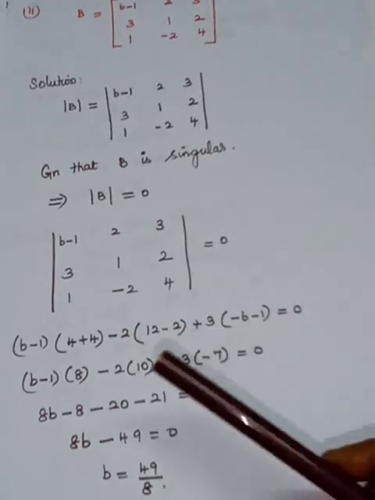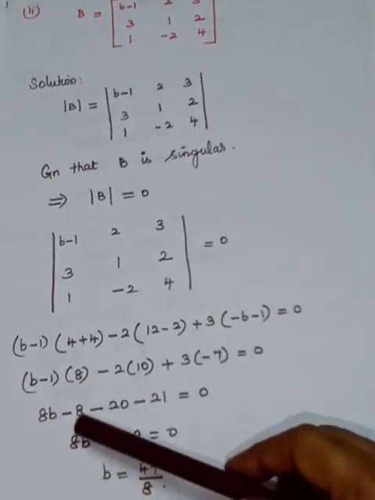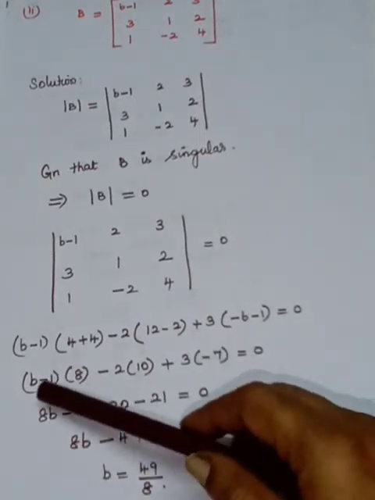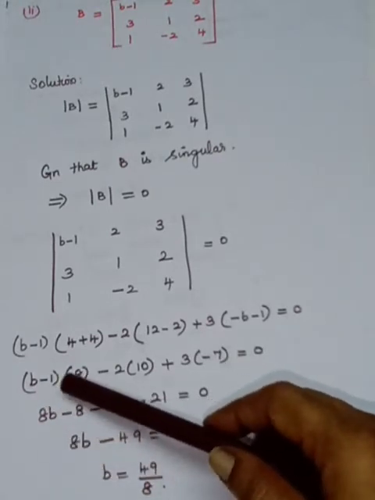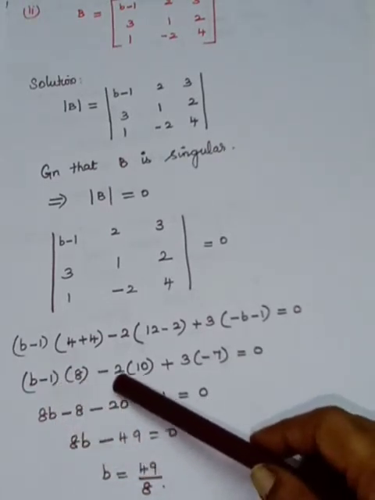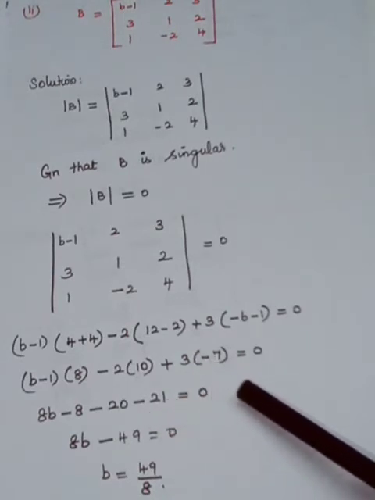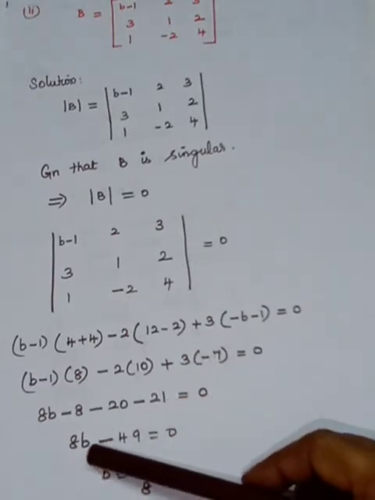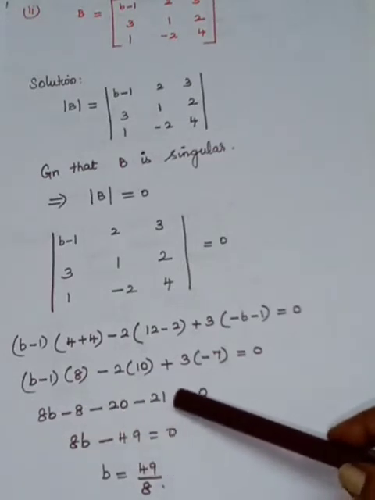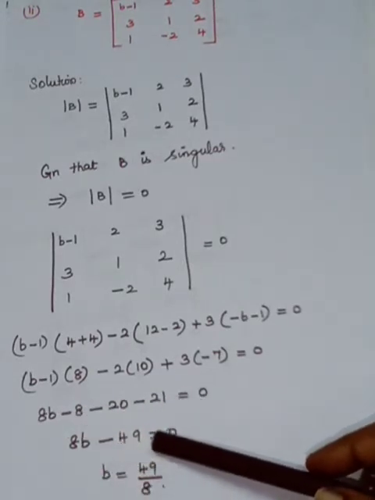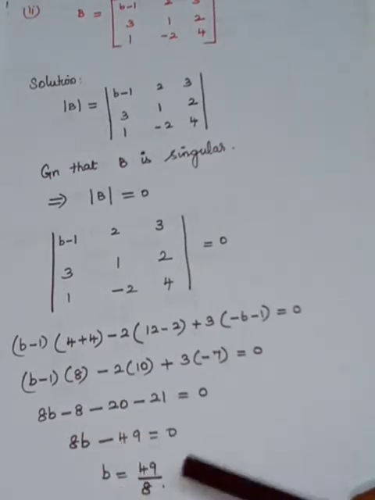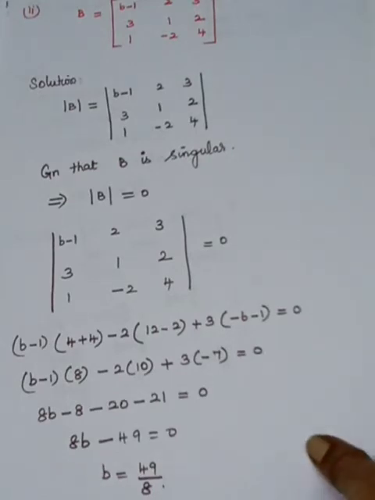So it is 8b minus 8. So 8 into b is 8b. Minus 1 into 8 is minus 8. Minus 2 into 10 is minus 20. 3 into minus 7 is minus 21, is equal to 0. So 8b, and if you add all the numbers, it is minus 49 is equal to 0. So b is equal to 49 divided by 8.